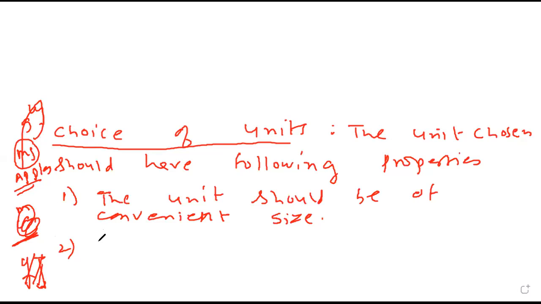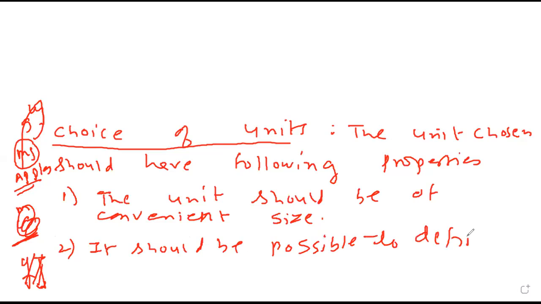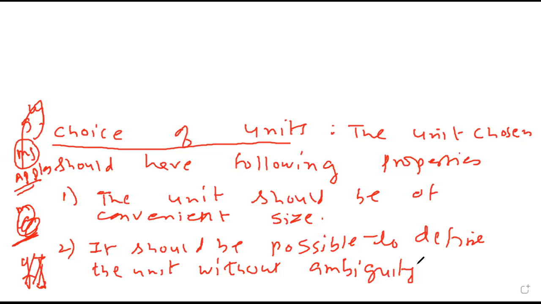Second, it should be possible to define the unit without ambiguity. Without ambiguity means without any trouble. It should be easily defined. Like if I say 1 meter is 100 centimeter, it is very easy to understand that 1 meter is 100 centimeter. So it should be defined without any ambiguity.